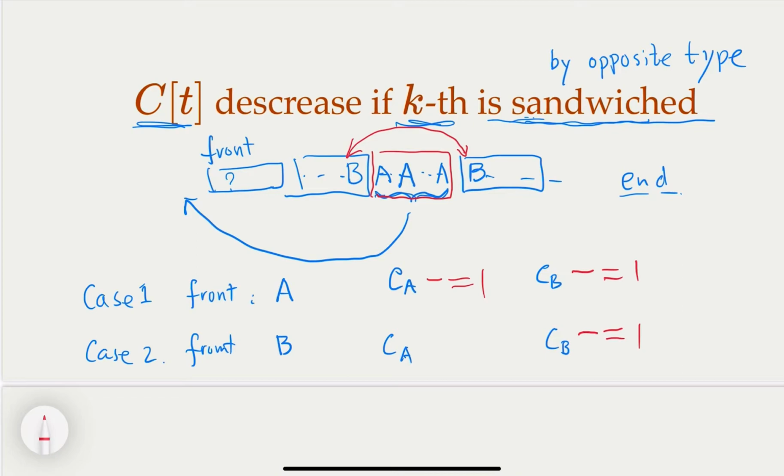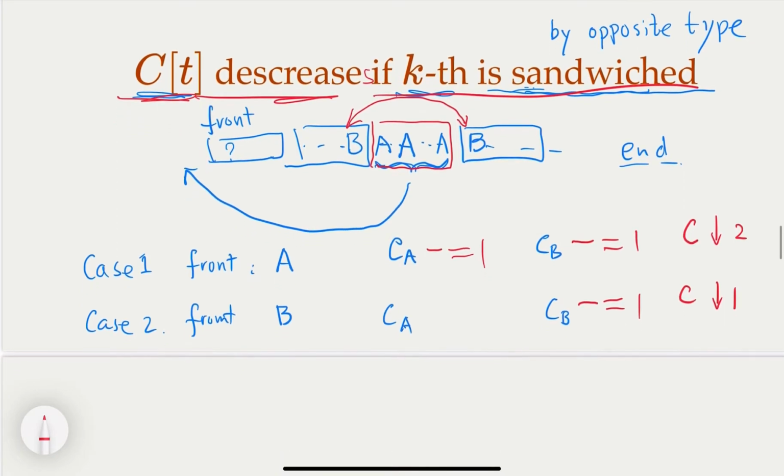So for the two cases, no matter what, as long as it's sandwiched, the total C in this case decreased by 2, in this case decreased by 1. So the claim is that CT decreases with each step if the case position is sandwiched by the opposite type. That's good.